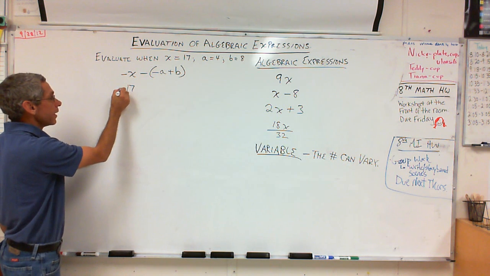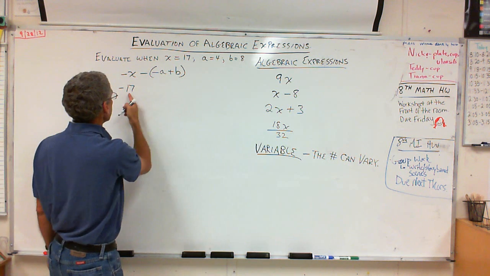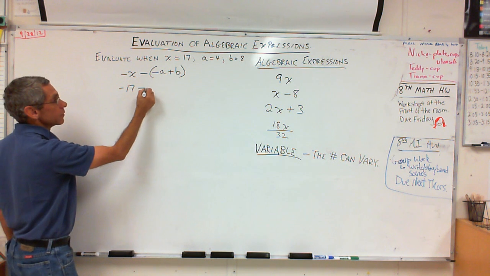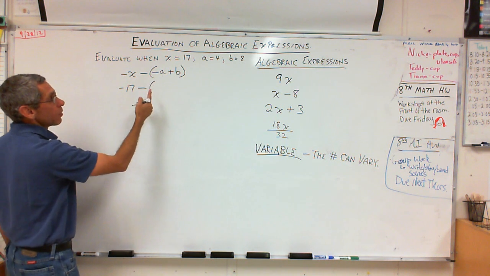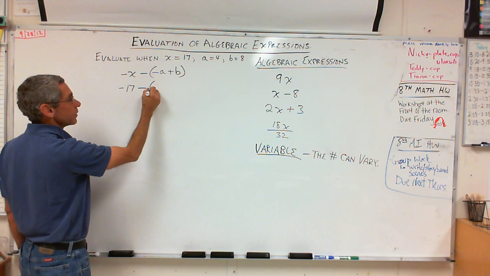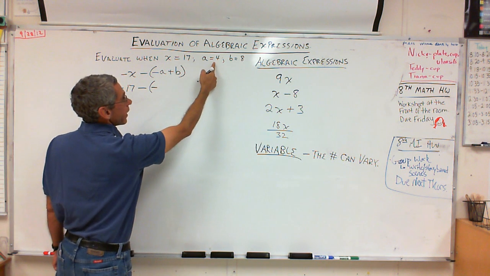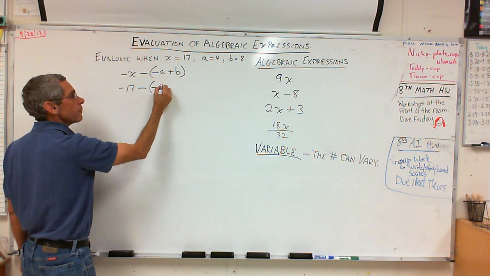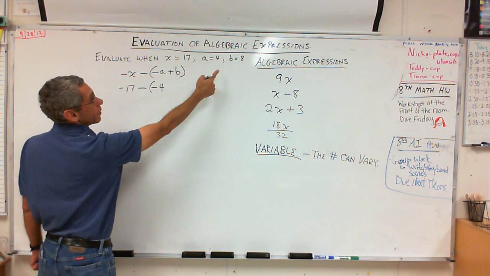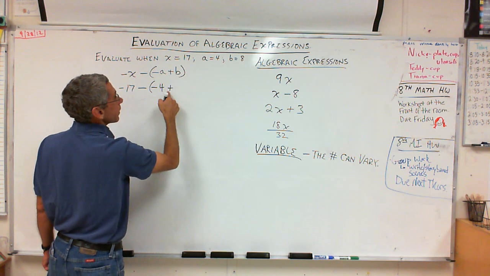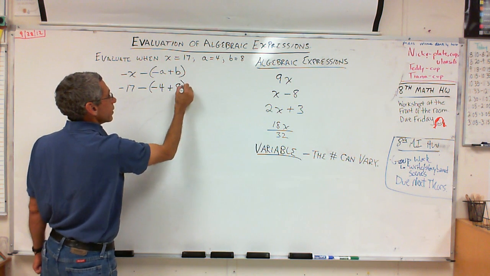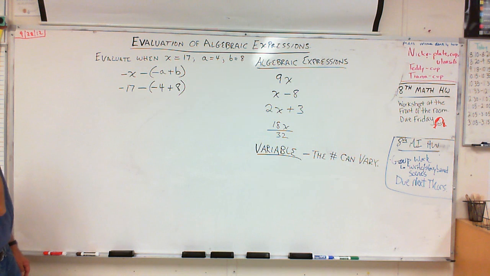So I got to put negative, and then x is 17, so then I'm going to put my 17 minus parenthesis. Now, I'm going to write my minus here, and then I see, oh, a is 4, so I'm going to write a 4. And then I'm going to say plus, because there's a plus sign, and then b is 8, so I'm going to write 8. Beautiful. So now I got to figure this out.